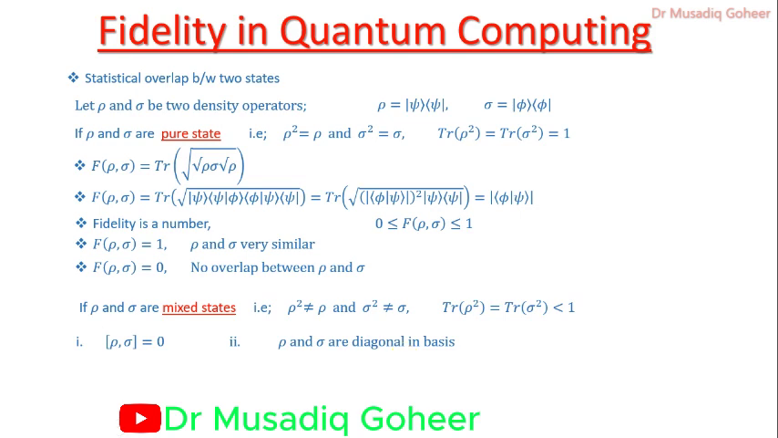This is the first condition: the bases of rho and sigma must be the same, otherwise you cannot apply that formula on your density operators to find out fidelity. So rho is equal to this one and sigma is equal to this one. From here you can see that rho and sigma both have the same basis, which is u_i. So then the fidelity formula will look like this, where R_i and S_i are the eigenvalues of rho and sigma respectively.